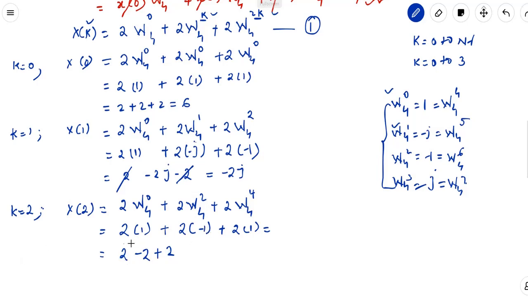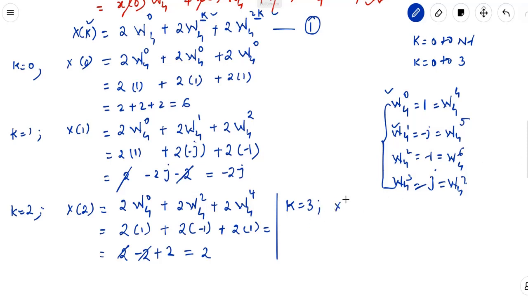So this one and this one will get cancelled, so you are going to get the value of this one as 2. Okay, so the next value is when k is equal to 3. So the equation becomes, now you have to substitute k is equal to 3 in equation 1.